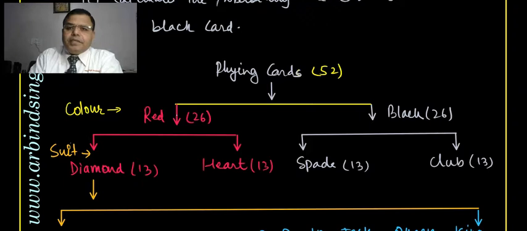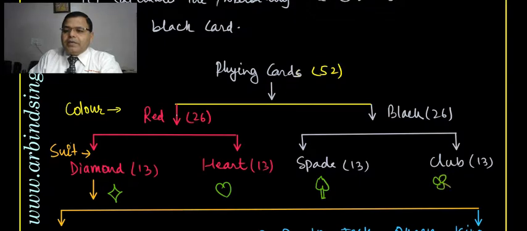The nature of the type of cards, just for recognition, I'm going to tell you that this type of card is called diamond, and heart you know better, that is heart, and a spade is like this. This is the card which is called a spade. And club is nothing else but like this. This type of card is called club.